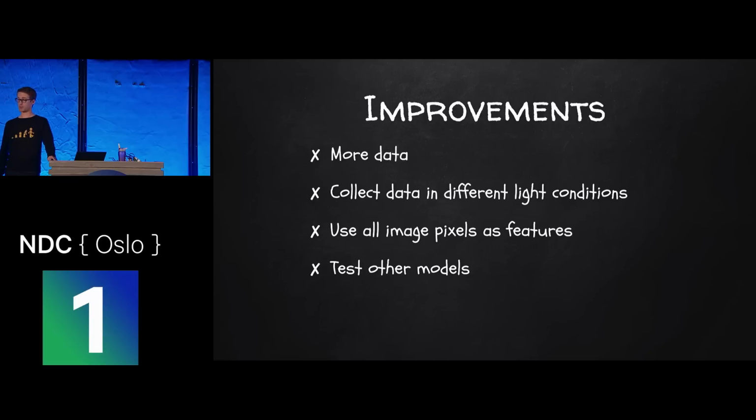We could test other models. Now we have tested 2 different models, but there are many different machine learning models. We could, for example, use a neural network or something else. And along with the first point, more data, if we could collect data faster, then we could collect more data in the same time.